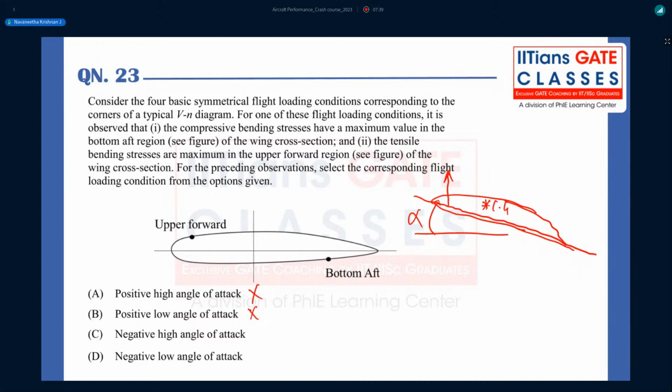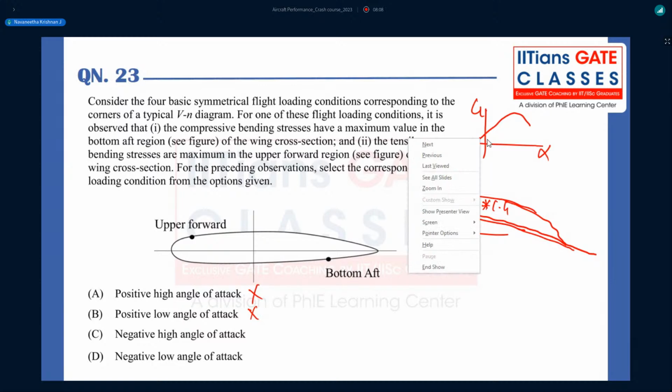But if you see at negative high angle of attack, first we will go to negative low angle of attack. Even at negative low angle of attack, let us assume most of the aircraft will have positive lift. If you see the CL versus alpha curve, it will be like this. That means even at negative low angle of attack, you still experience positive lift. So there will be only compression on the upper forward side, and there will be tension on the bottom aft side.